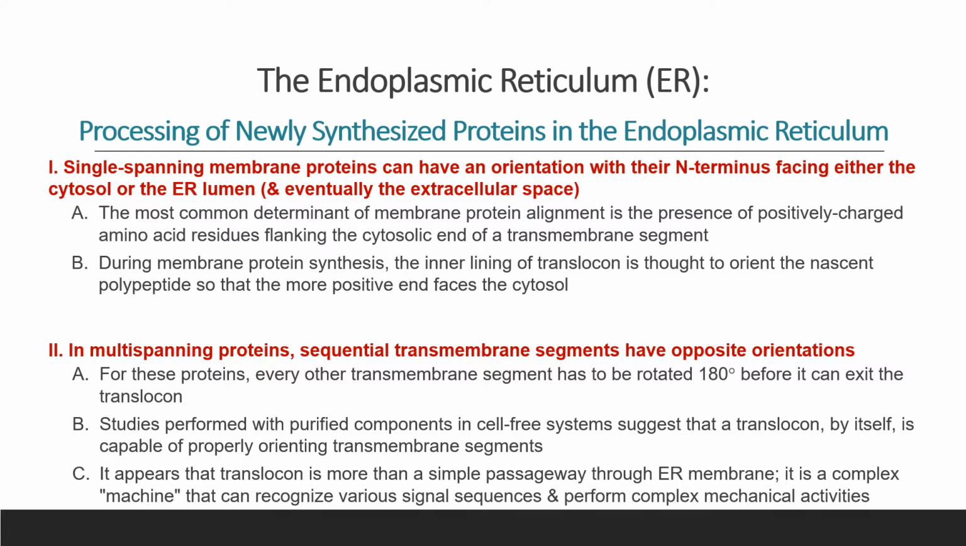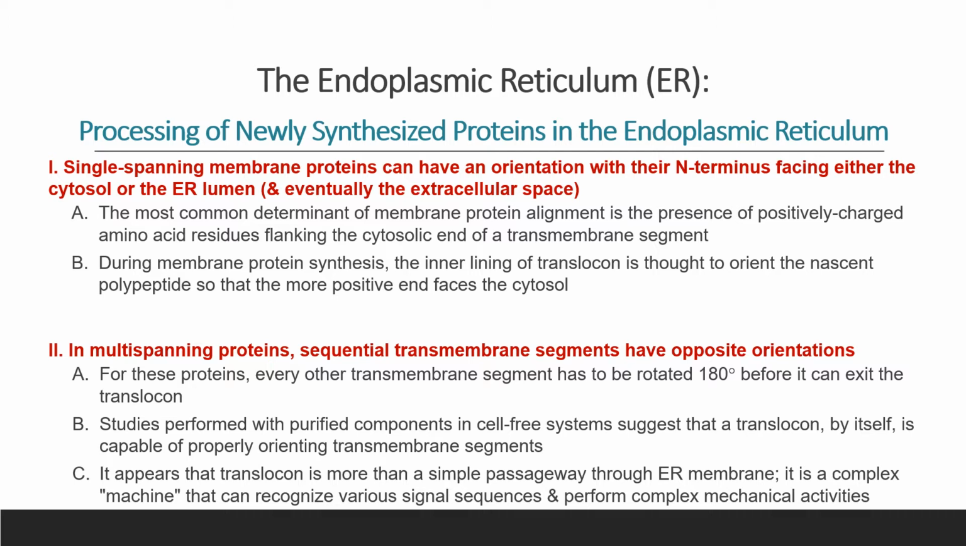Single-spanning membrane proteins can also have an orientation with their N-terminus facing either the cytosol or the ER lumen, and eventually the extracellular space. The most common determinant of membrane protein alignment is the presence of positively charged amino acid residues flanking the cytosolic end of a transmembrane segment. During membrane protein synthesis, the inner lining of a translocon is thought to orient the nascent polypeptide so that the more positive end faces the cytosol.